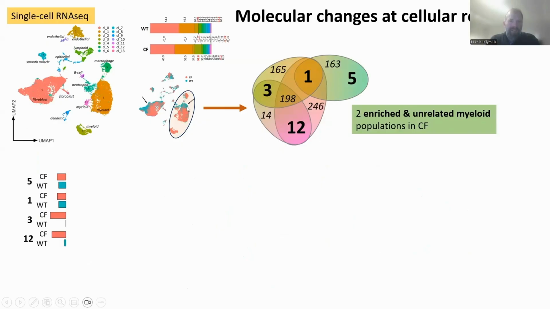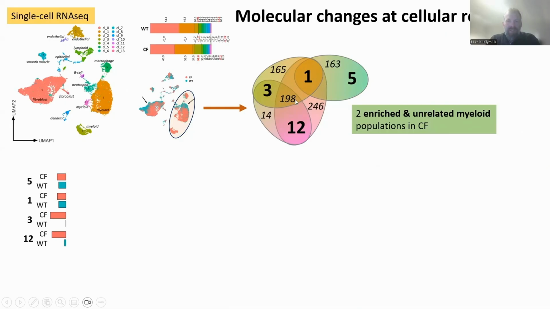Again, indicating differences between wild-type and CF, and revealing 4 major clusters: 1, 5, 3, and 12. 5 being clearly macrophages, 1 very likely pulmonary monocytes. 3 and 12 were some interesting clusters because they appeared almost exclusively or dramatically enriched in CF and were almost not abundant in wild type.